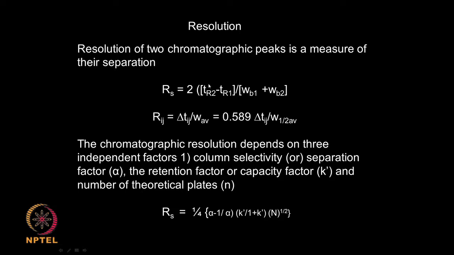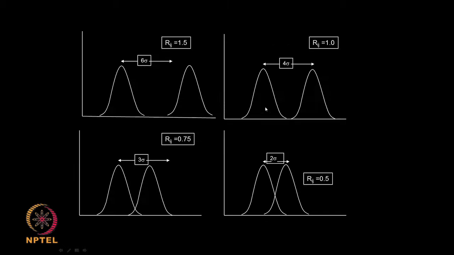There is something called resolution. Resolution is a measure of how well two chromatographic peaks are separated. Are they good or are they bad? Basically, resolution is determined like this: 2 times the retention time for peak 2 minus the retention time for peak 1, divided by the width at base for peak 1 plus the width at base for peak 2, or we can say delta t, that is the difference in the retention time, divided by W average. If you are measuring the width at half the height, then it will be 0.589 delta t by W average. Okay. So, the resolution depends on column selectivity, separation factor, retention factor, capacity factor, number of theoretical plates and so on.